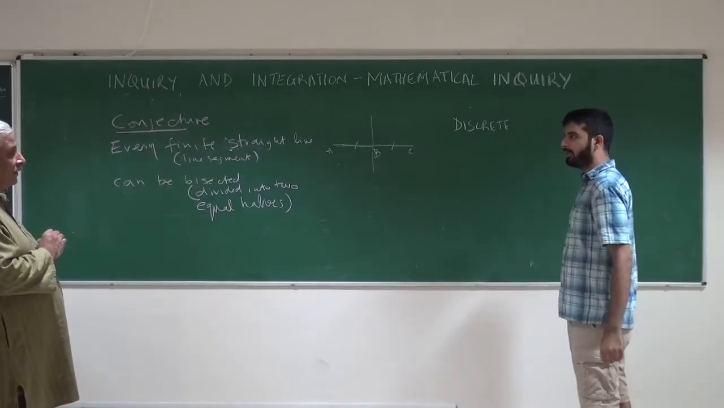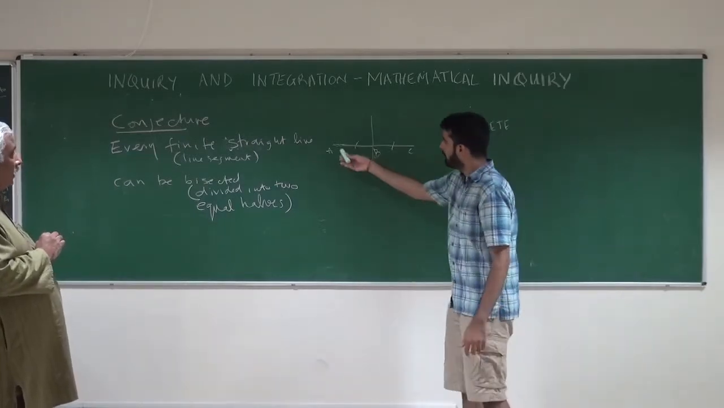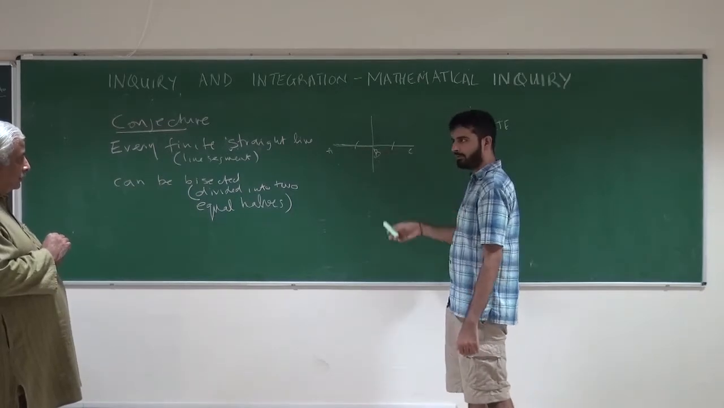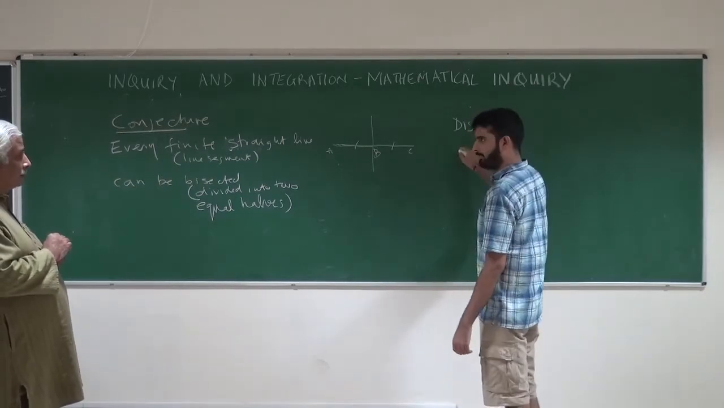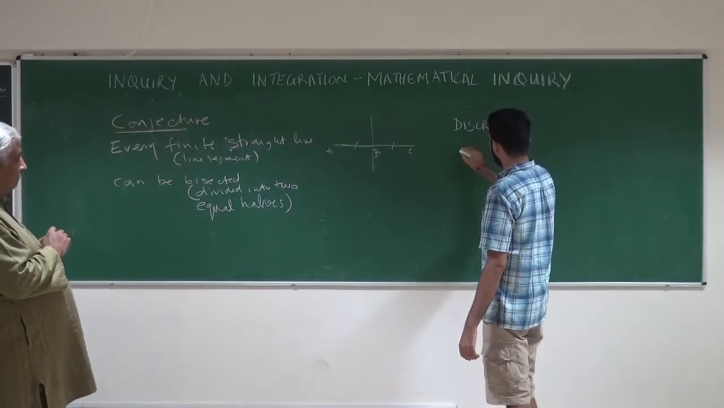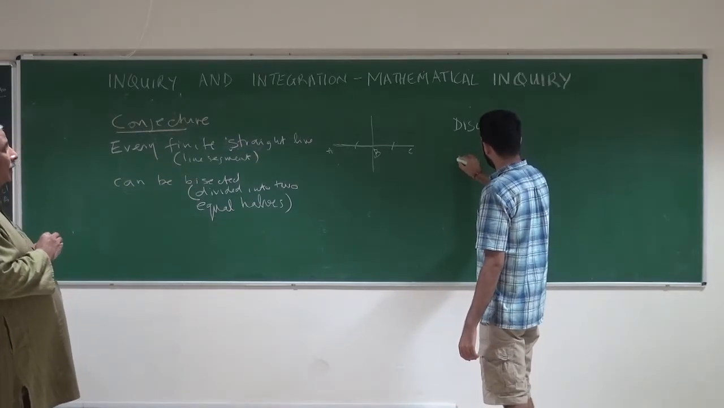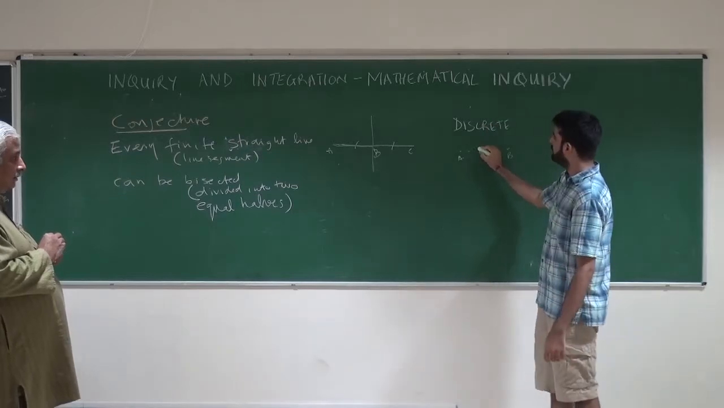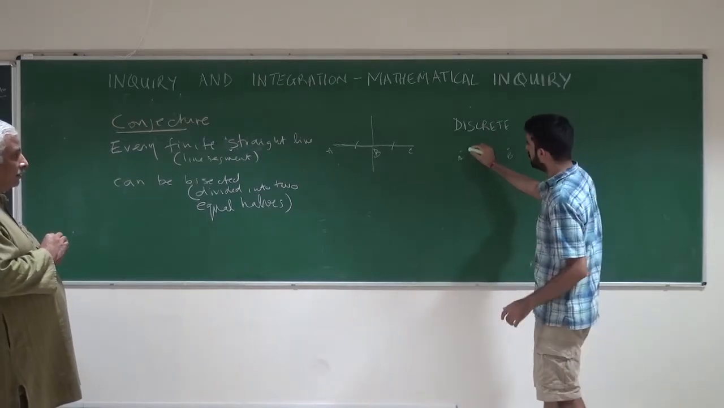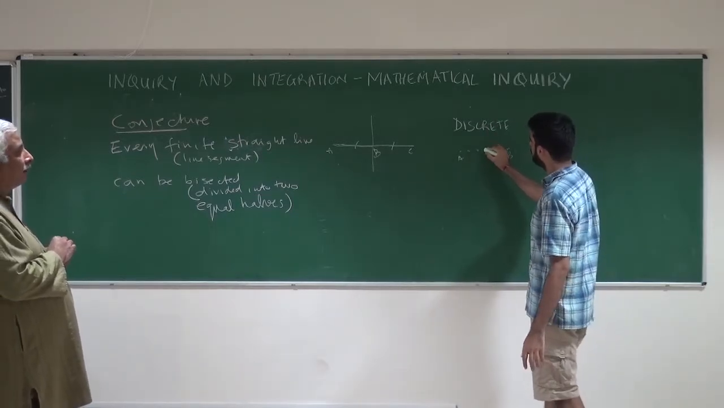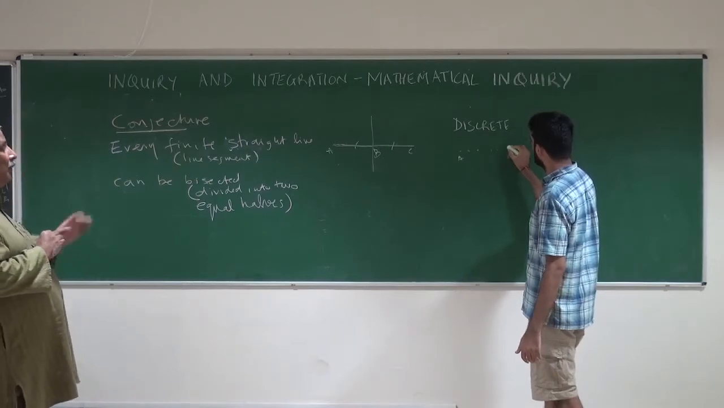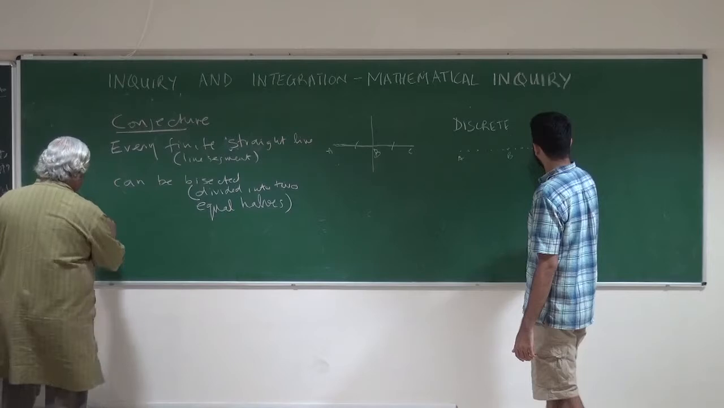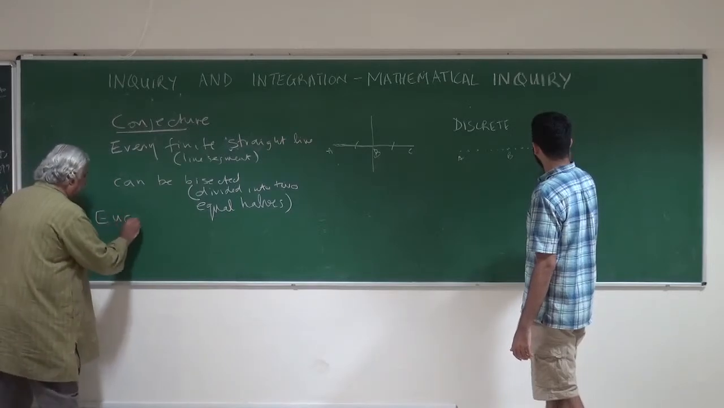In discrete geometry, what happens is that the path from here to here doesn't have infinite points. It has a finite set of points. So say you have A here and you have B here. There would be various different types of discrete geometry, but one type will have a finite number of points. Before we go on to that, let me write that down in Euclid.